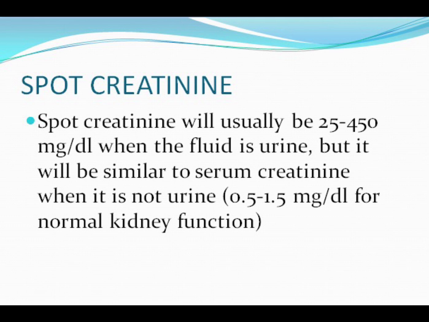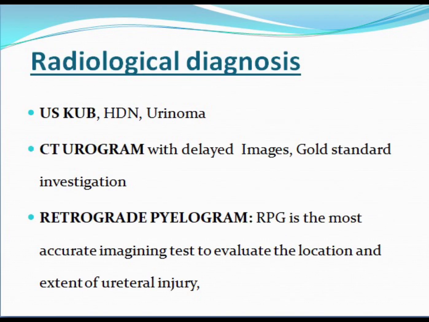So, what are the investigations? The investigation for delayed presentation includes fluid creatinine, which we have already discussed, and it should be 250 to 450 milligram per deciliter when the fluid is urine. And imaging is important if a patient presents late. That includes ultrasound KUB, in which you will look for hydronephrosis, urinoma, and cortex of the kidney. Then CT urogram with delayed images, and that is the gold standard investigation.